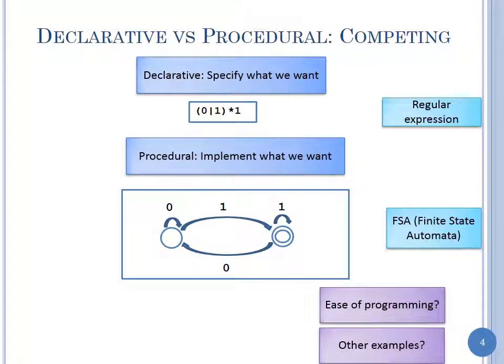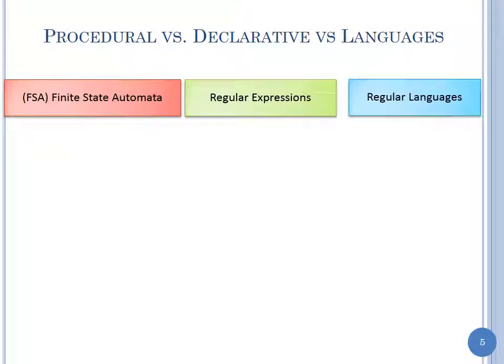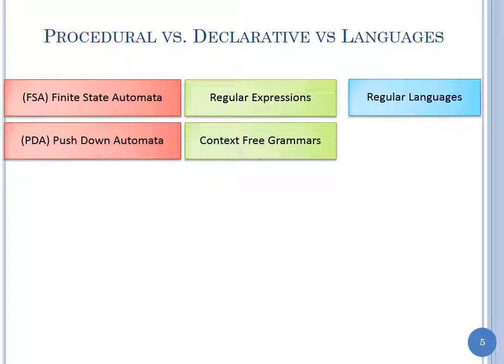Okay, so other examples. Finite state automata and regular expressions are both equivalent. They both accept regular languages. And pushdown automata is what you didn't remember. And that does context-free grammars, which is declarative. They're both equivalent because they accept context-free languages. Okay. So next comes the Turing machine, or did you study something in between Turing machines and context-free grammars also?